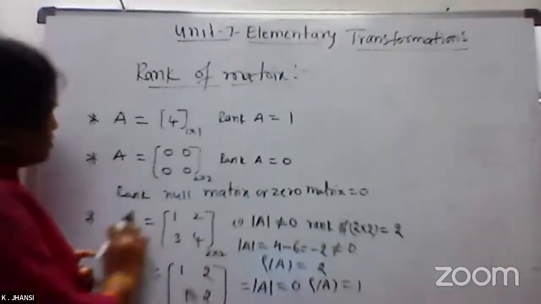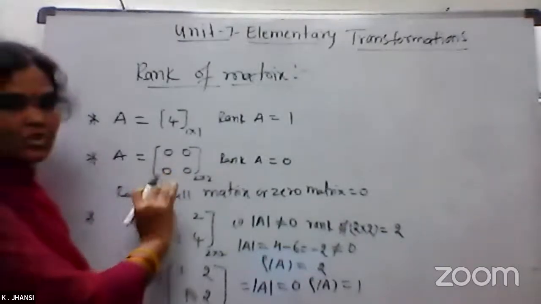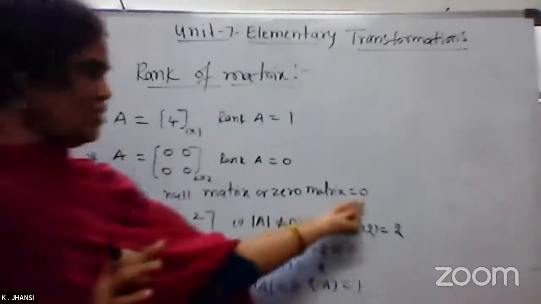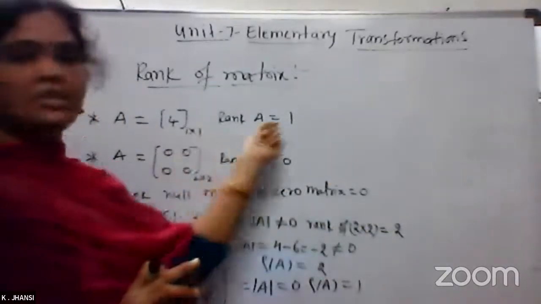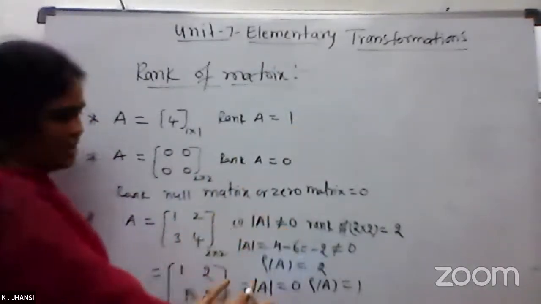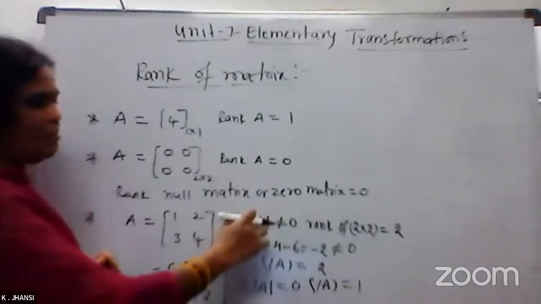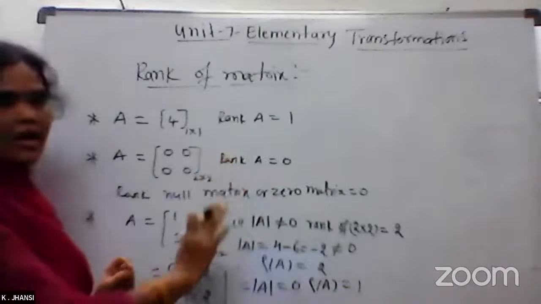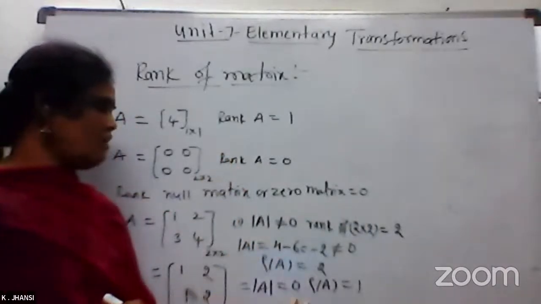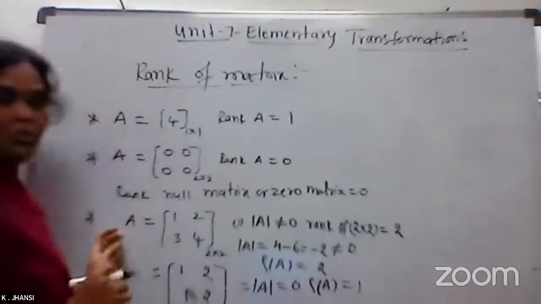The first one is the 0 matrix. You will get this as an objective type question: what is the rank of a null matrix or 0 matrix? It is 0. The rank of a 1 by 1 matrix is 1. If it is a 2 by 2 matrix, there are two conditions. First, if it is a non-singular matrix, that is, the determinant of A is not equal to 0, then the rank of the 2 by 2 matrix is 2. And if the determinant of A is equal to 0, then the rank of the matrix is 1. So this is for a 2 by 2 matrix.